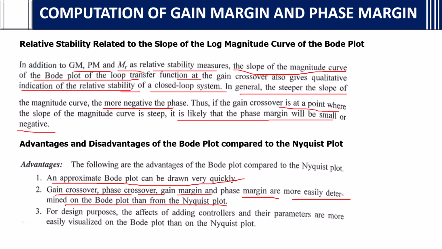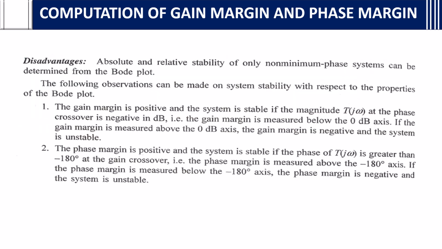For design purposes, the effects of adding controllers and their parameters are more easily visualized on the Bode plot than the Nyquist plot. Disadvantages: absolute and relative stability of only non-minimum phase systems can be determined from the Bode plot.